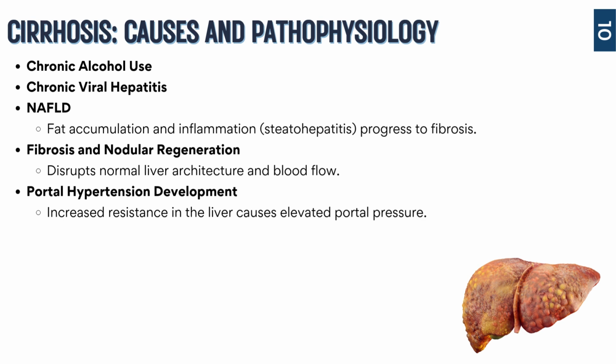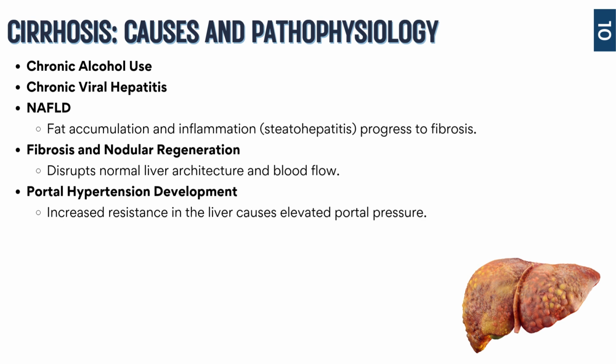Okay, so cirrhosis. When we say that somebody has cirrhosis, this represents that final stage of chronic liver disease where normal liver tissue is replaced with scar tissue. So cirrhosis of the liver is basically a very scarred liver that's not going to function properly.